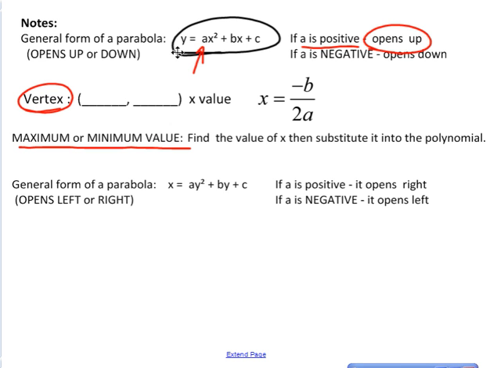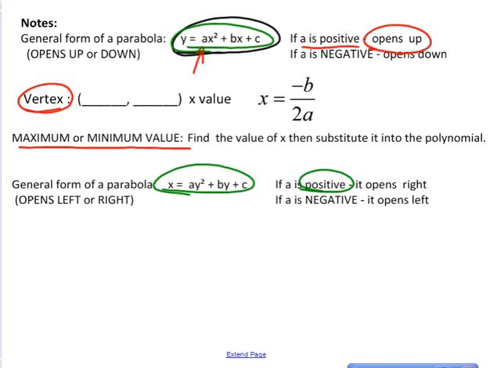But for now, we're going to have y is equal to a number times x squared, and you just need to know that that opens up or down, and x is equal to a number times y squared. That's going to open left or right.